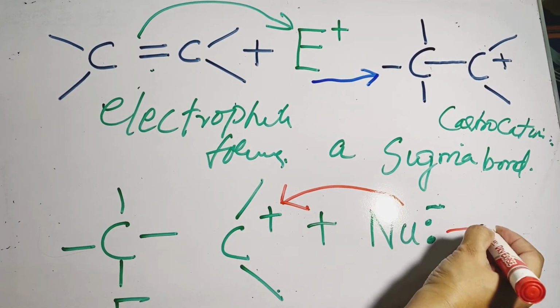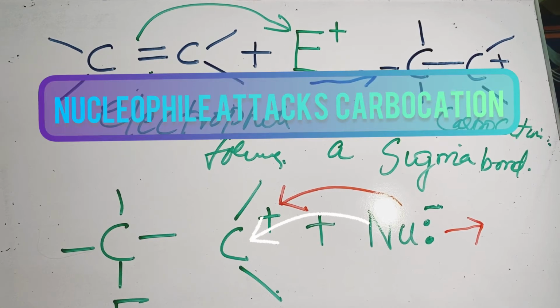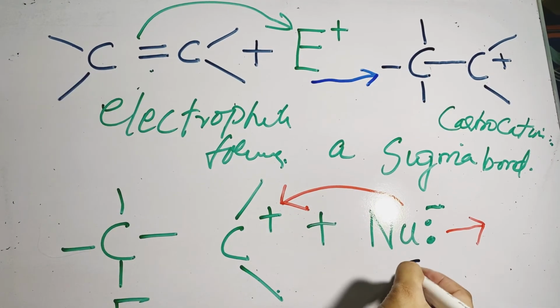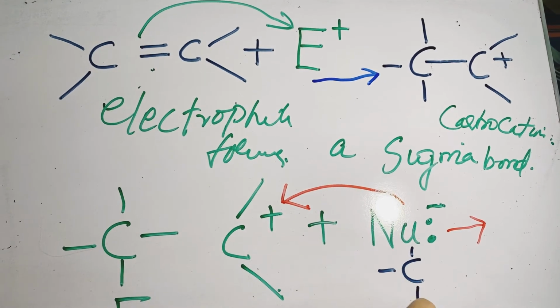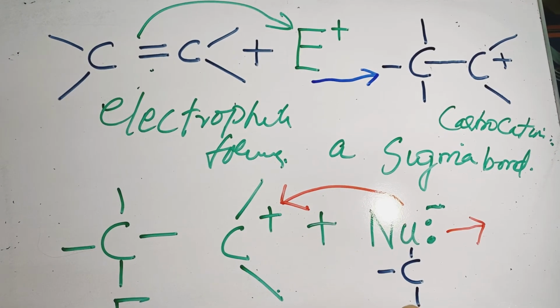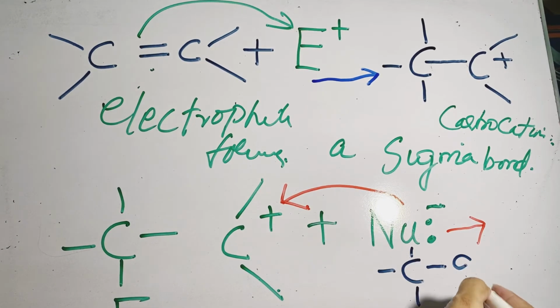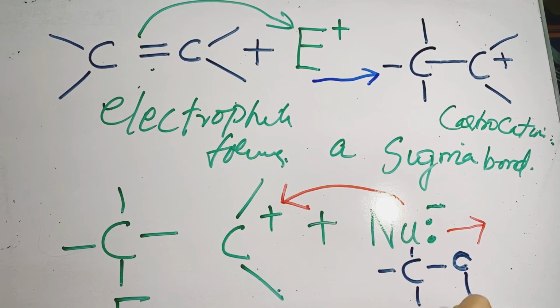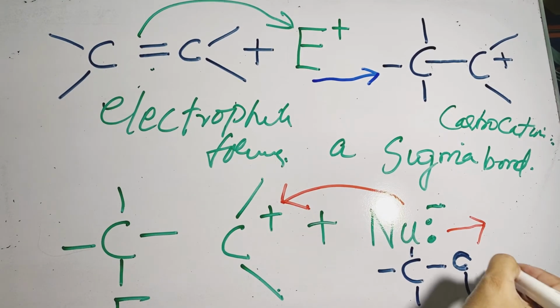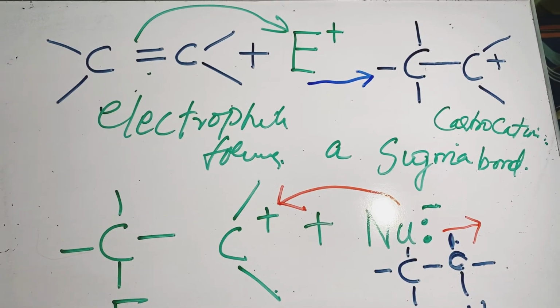What happens here? It forms a product in which the electrophile gets attached over here, and this nucleophile gets attached here, just like here. You can see here. So this is what is happening.